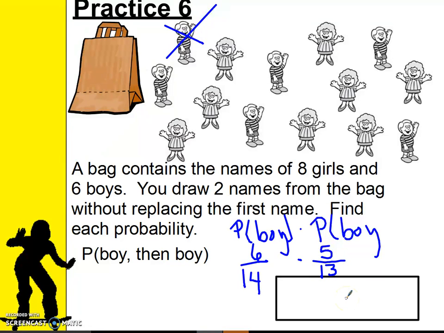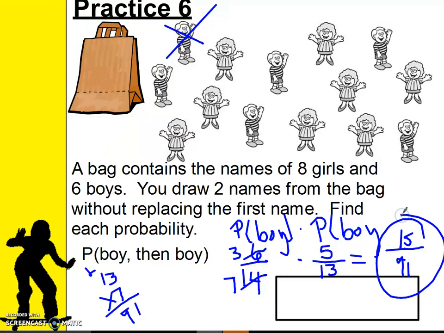I can simplify the diagonal or the fraction. So 6 divided by 2 is 3. 14 divided by 2 is 7. 3 times 5 is 15. And then 13 times 7, we got 91. So we have 15/91. All right, last one.